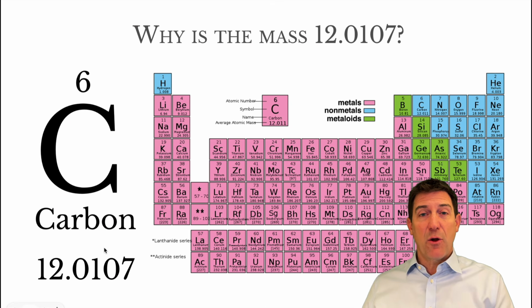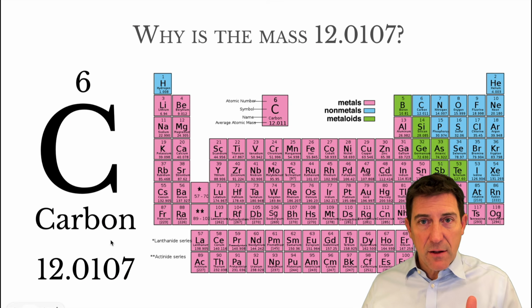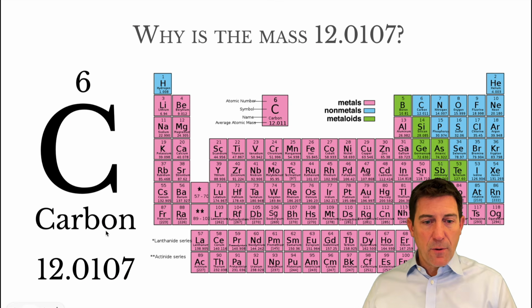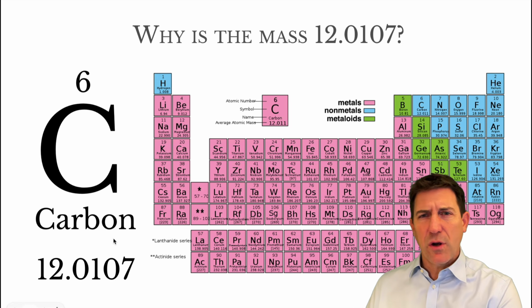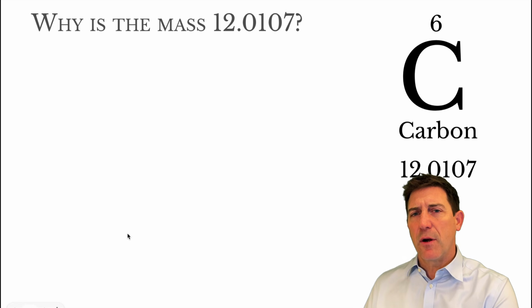Electrons have a mass about 1/2000th the mass of a proton. So we just don't include them for the reasons I mentioned earlier as well. So what's going on here? Well, this number is calculated in an interesting way.